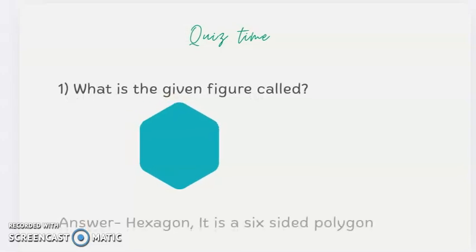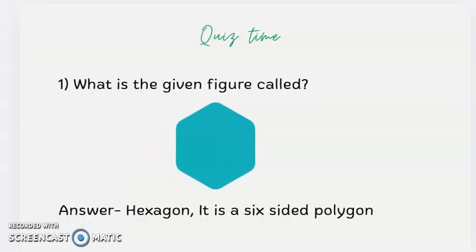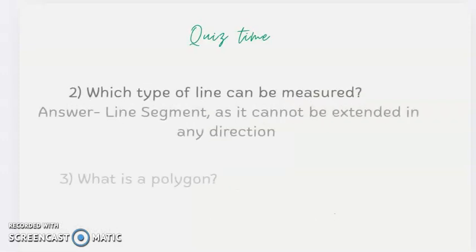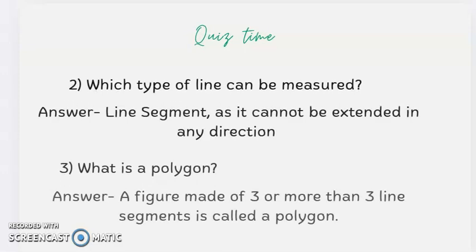So, your first question is, what is the given figure called? And here's your answer. This is a hexagon. It is a six-sided polygon. Now, here's your second question. Which type of line can be measured? And the answer is line segment, as it cannot be extended in any direction. Now, what is a polygon? A figure made of three or more than three line segments is called a polygon.